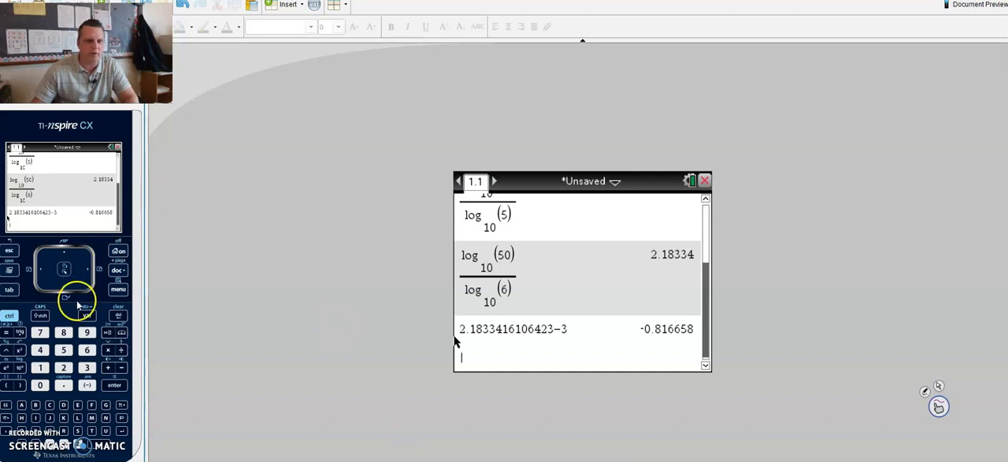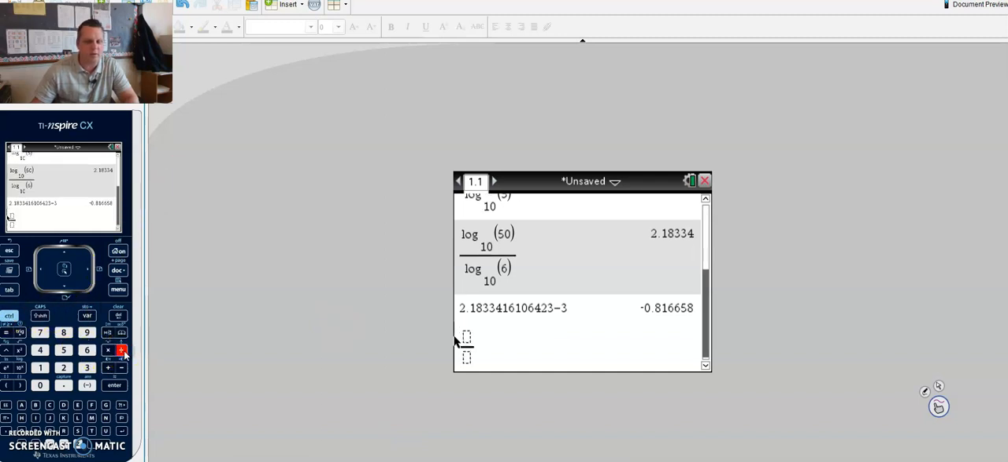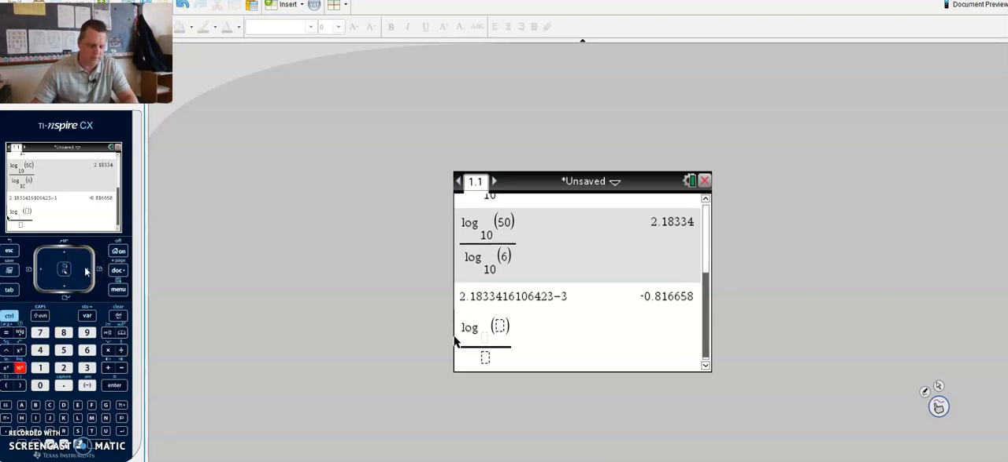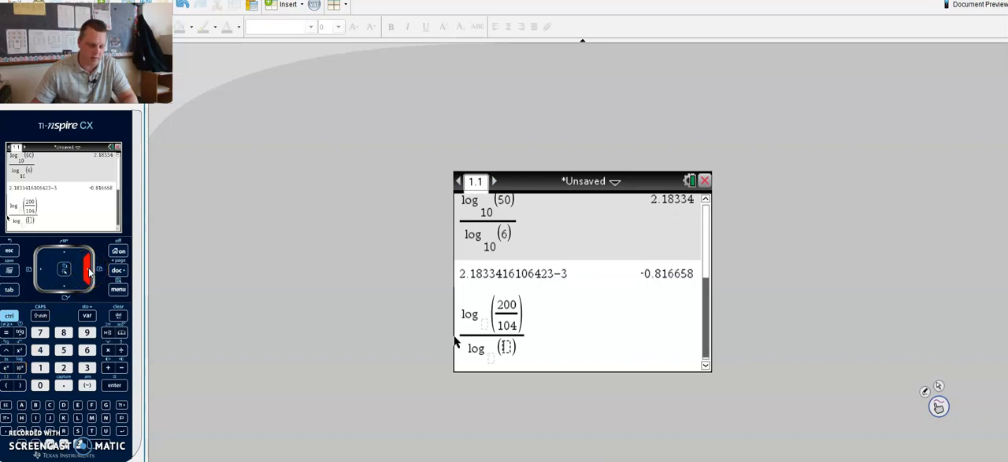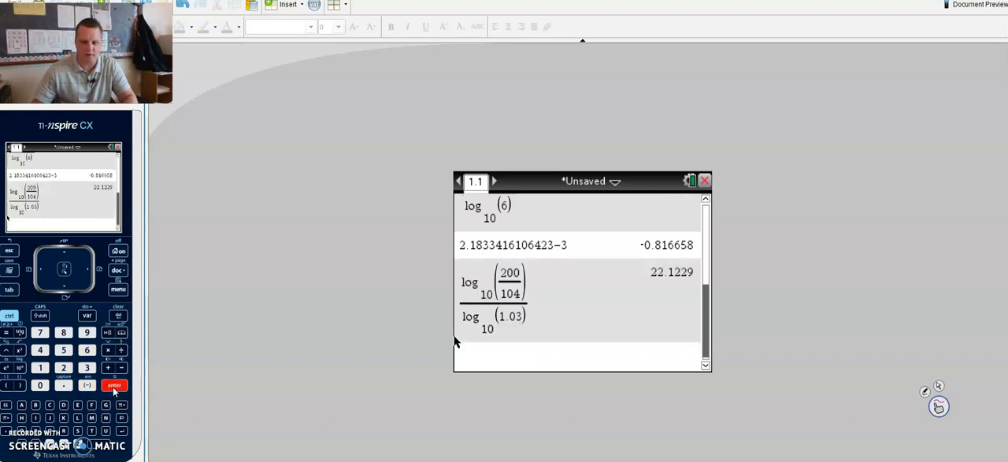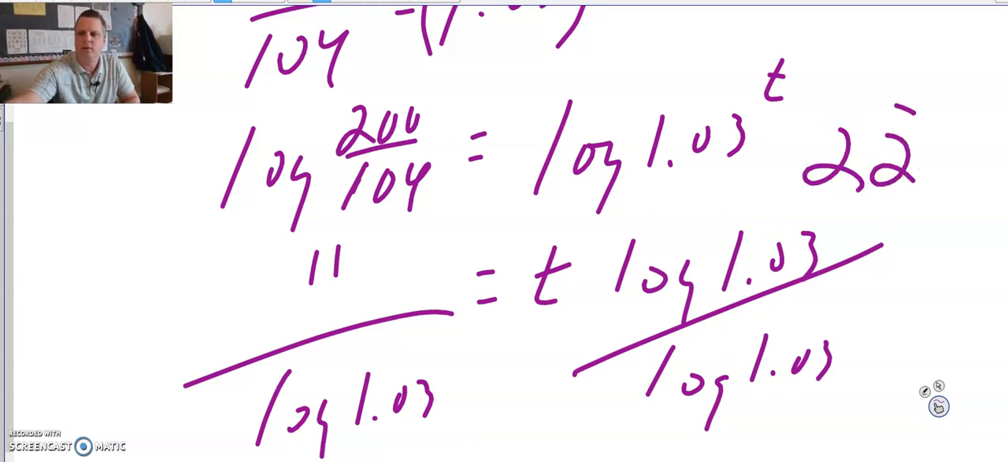So let me show you how to put this in your calculator. What we have here is a fraction, and we have your log base 10 of another fraction, 200 divided by 104. Now that's all over the log, same base 10, of 1.03. You have to be very careful when you put these in. Enter, and there you go: 22.12. Round your answer to the nearest year. That's what it says, so it is 22.